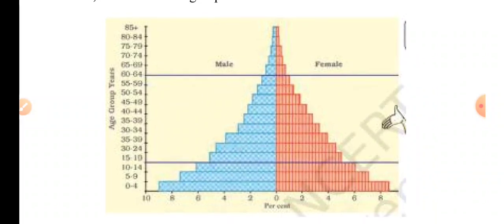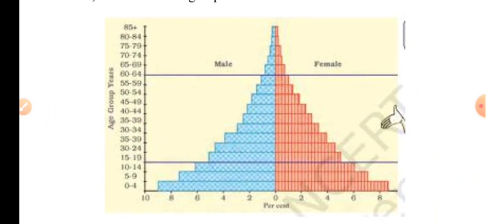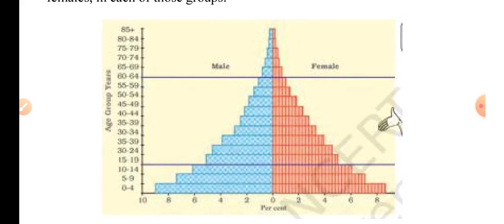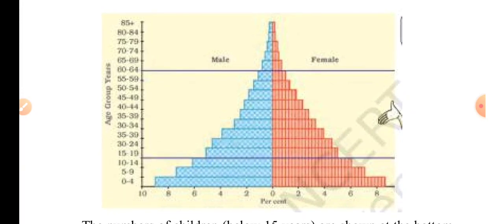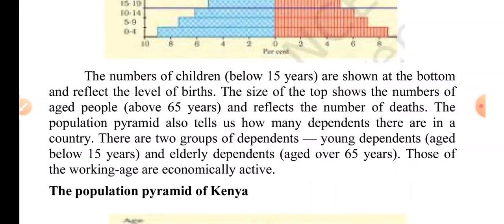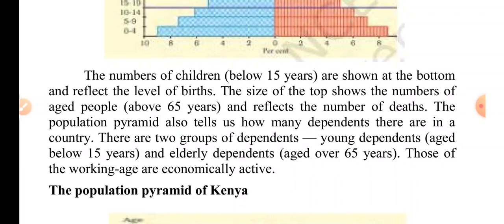Now in this pyramid, the vertical axis represents the age group and the horizontal axis represents the percentage. Okay, let's continue. The number of children below 15 years is shown at the bottom and reflects the level of births. The size of the top shows the number of people above 65 years, and reflects the number of deaths.